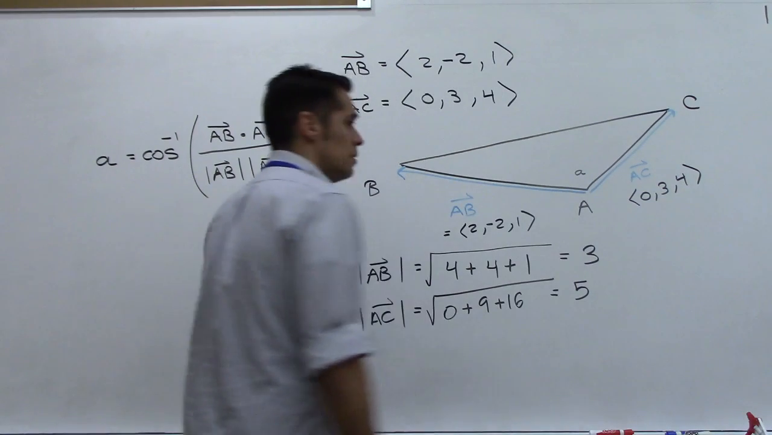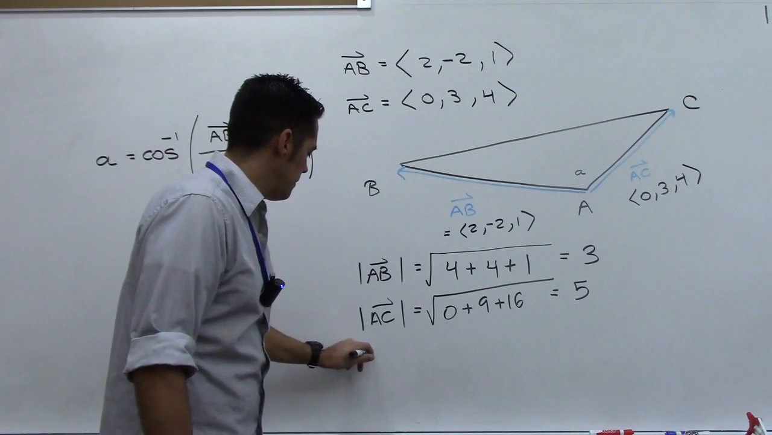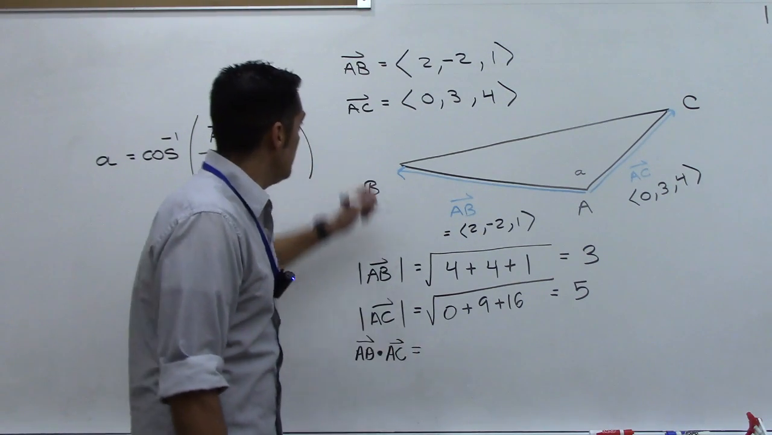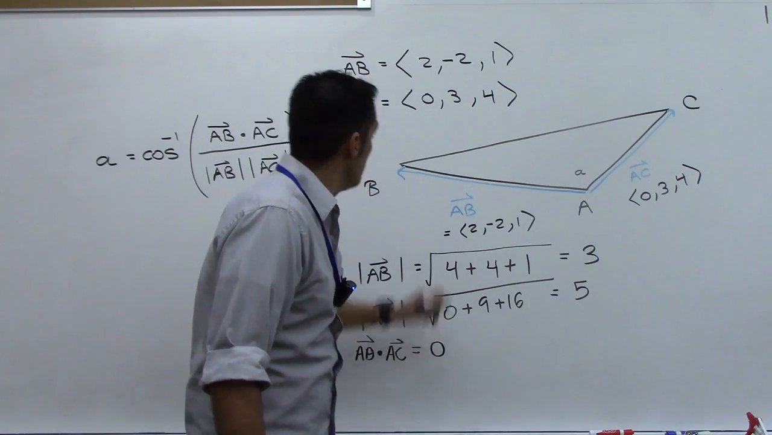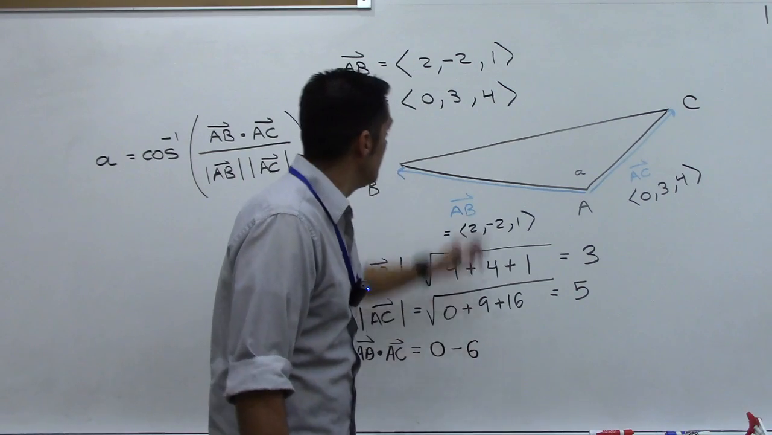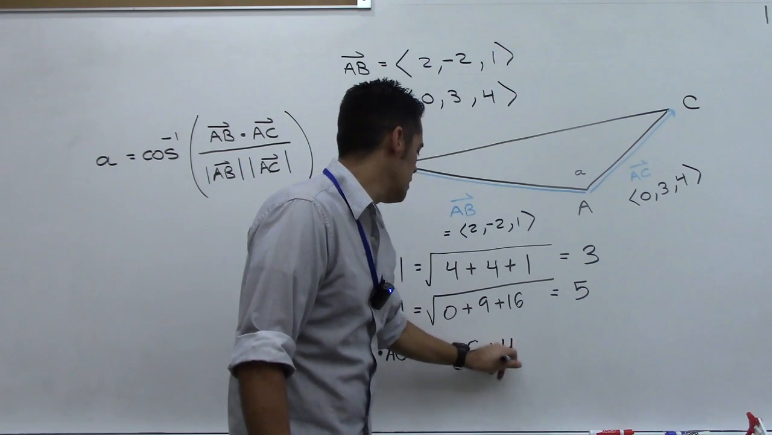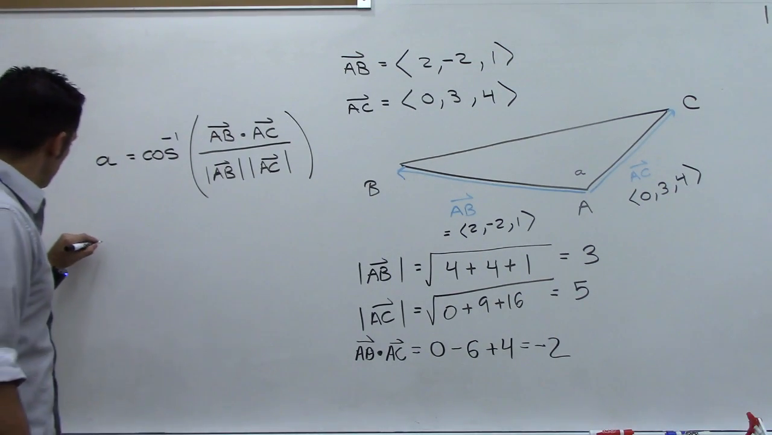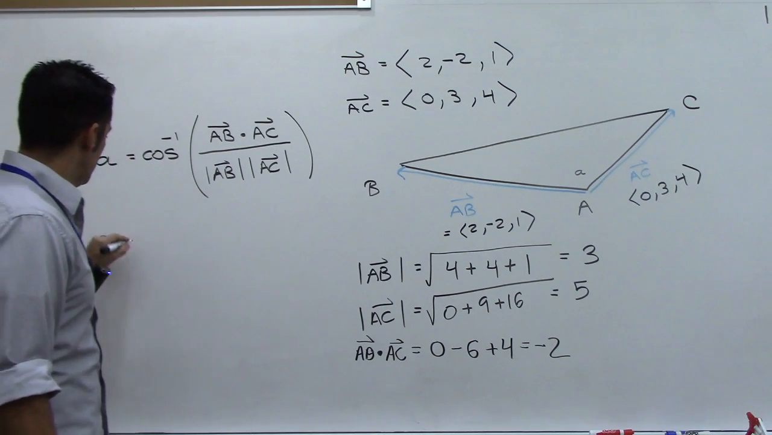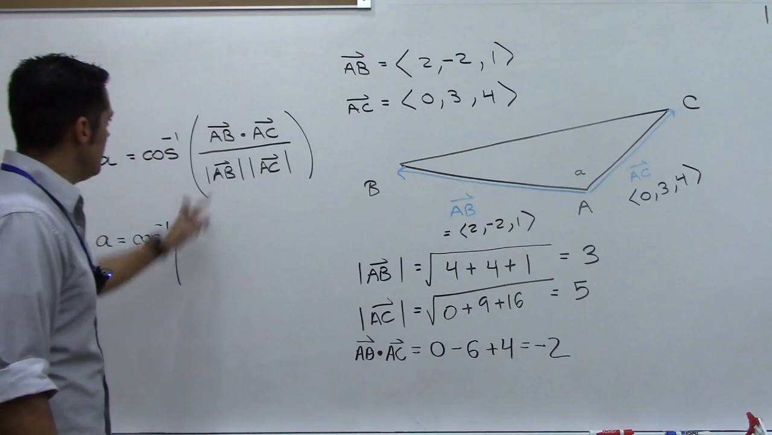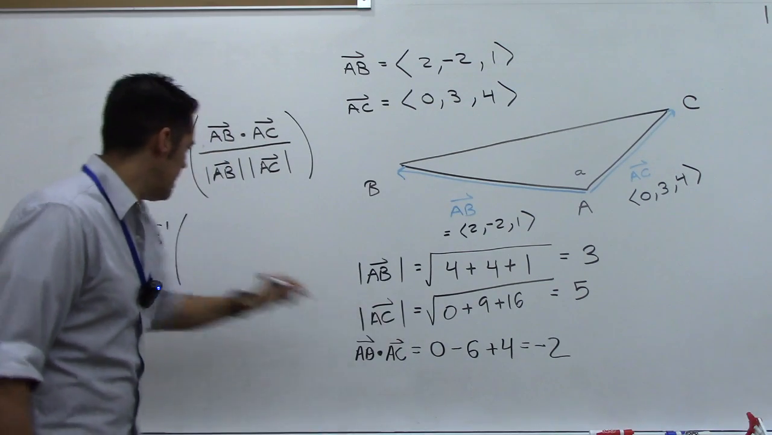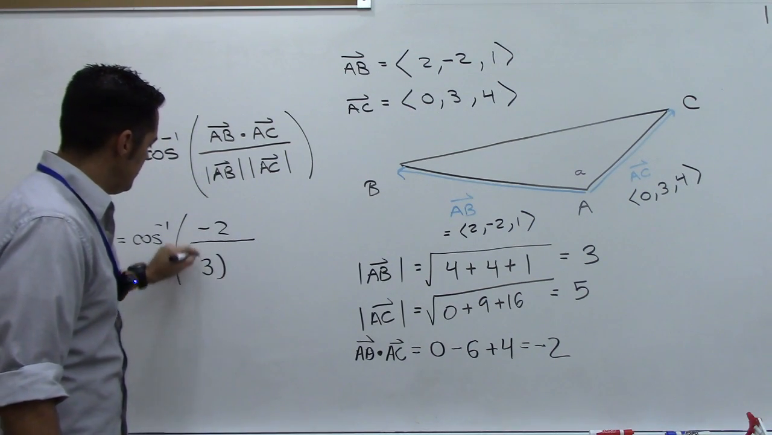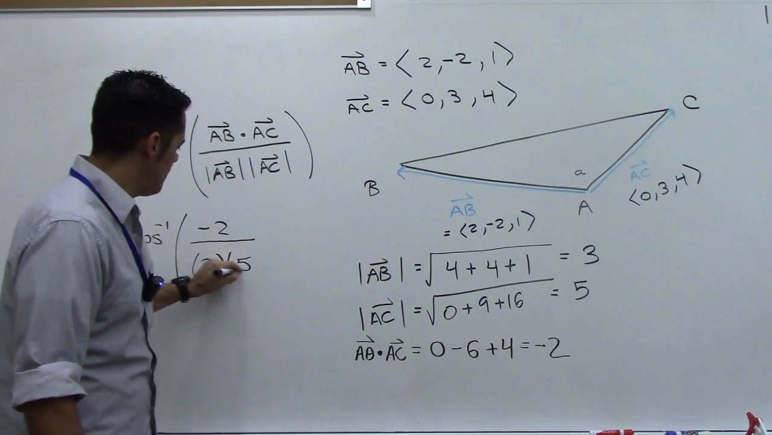And then we need the dot product. So we take AB and dot it with AC. Now we're just multiplying: 2 times 0 is 0. Negative 2 times 3 is negative 6. 1 times 4 is 4. So this is negative 2. And so now I think we have everything we need. The angle A will be equal to arc cosine of AB dotted with AC, which we said was negative 2, over the magnitude of AB, which was 3, times the magnitude of AC, which was 5.